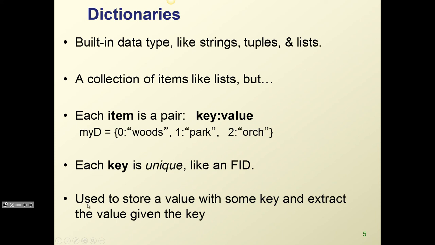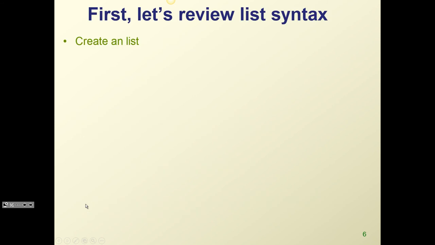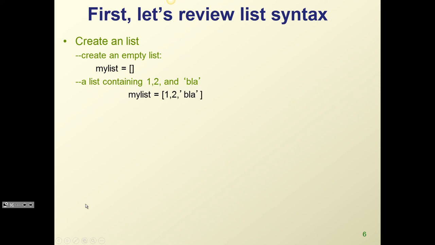Upcoming examples will show how dictionaries can be used to replace multiple elif blocks or to store attribute table records as you loop through them with a cursor. But first, let's look at some more of the syntax. List syntax, we're going to quickly review that. We know how to create an empty list. We did that in the example. A list containing 1, 2, blah would look like this, hard-coded, of course.